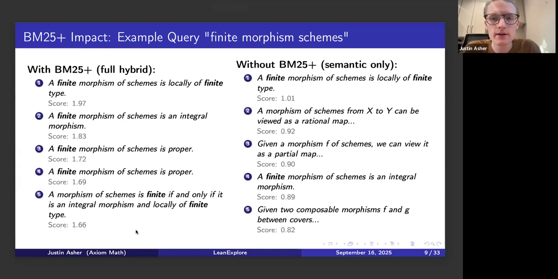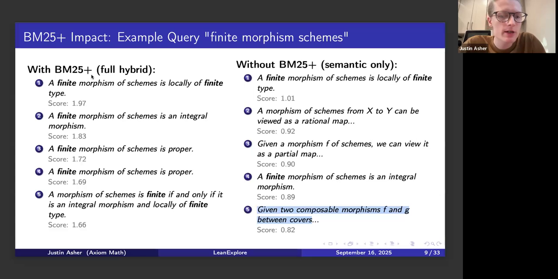Oh yeah, and here's an example. I was also going to mention that with BM25 plus, here's an example of why I used it. If you look up a finite morphism of schemes by just using an embedding model, what you end up finding is that out of the first 5 results, this one's talking about a finite morphism of schemes, this is talking about a rational map, this is talking about a partial map, this one's actually talking about a finite morphism of schemes, and this one is talking about composition of morphisms. So only 2 of these are actually relevant to what the user is looking for.